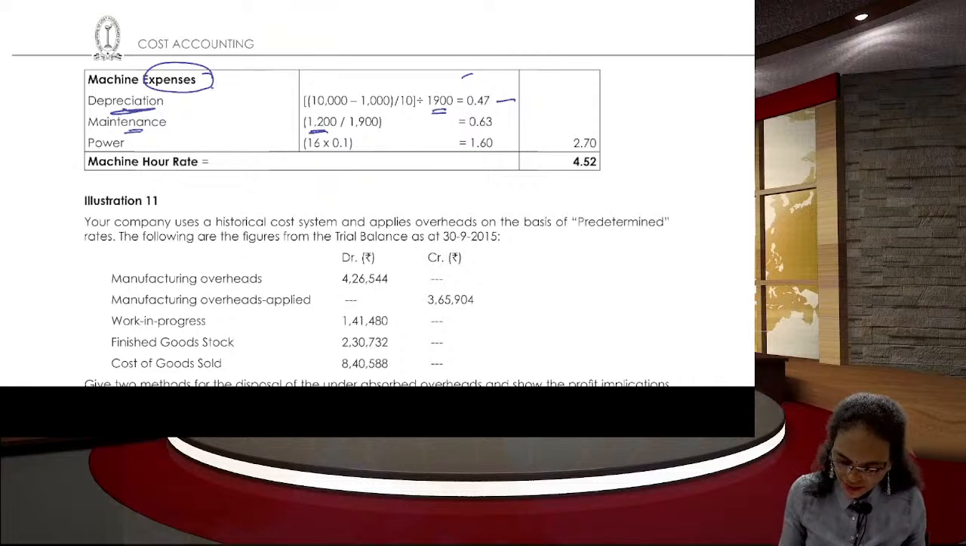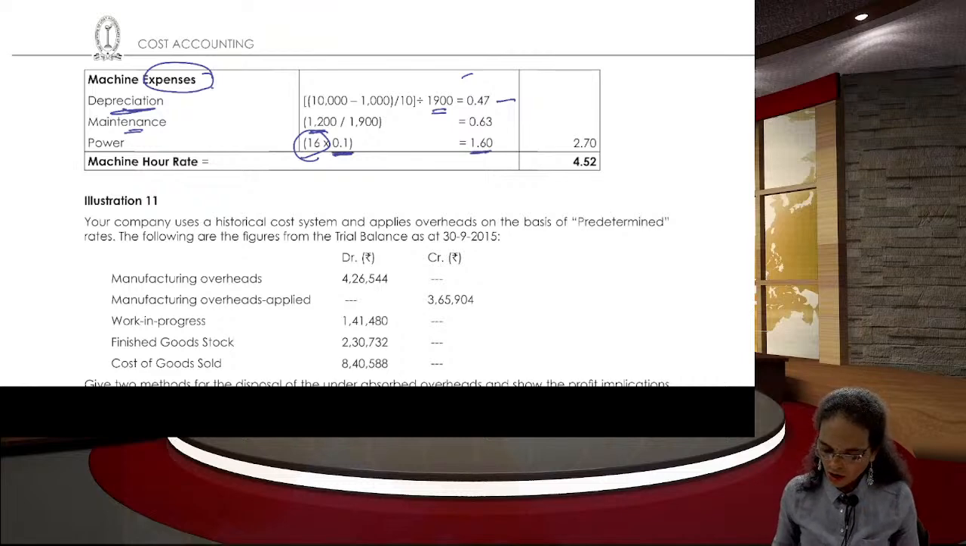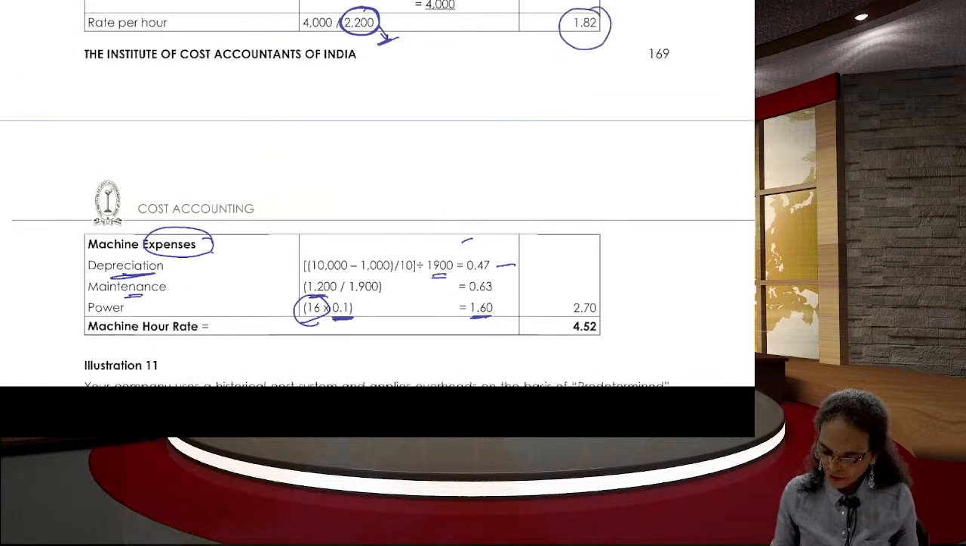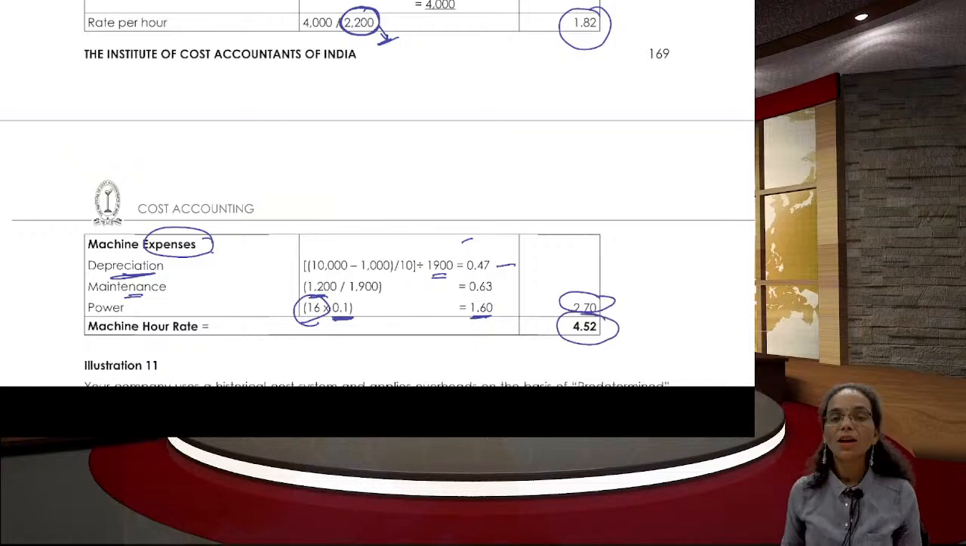Power is 16 hours per unit rate, so this is the cost. All put together, 1.82 plus 2.7 is nothing but 4.52. This is the machine hour rate.